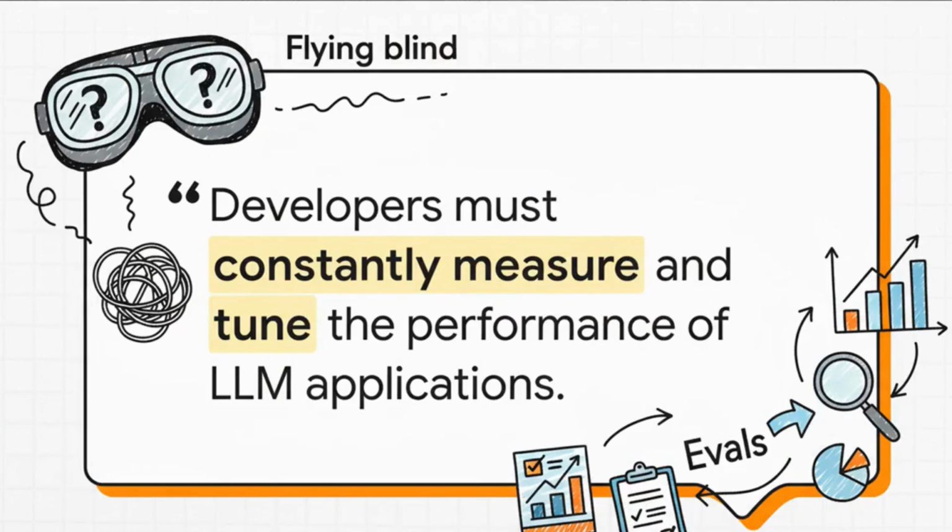It sounds simple, but it's everything. Flying blind is not a strategy. Without a solid measurement system in place, any change you make to a prompt is just a shot in the dark. Evals are what turn those guesses into data-driven, repeatable improvements.